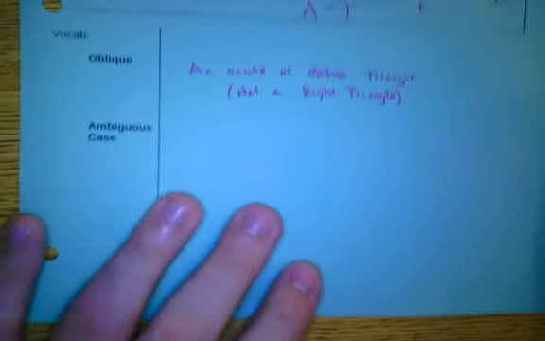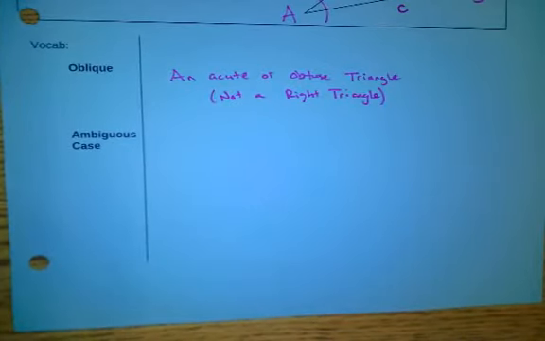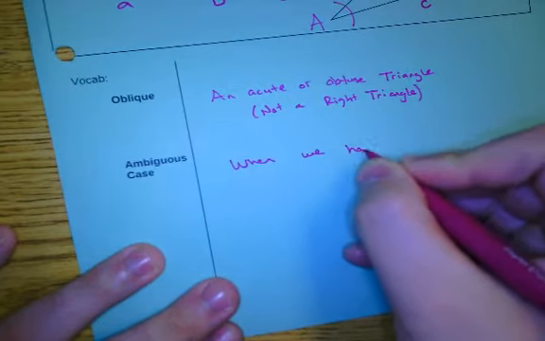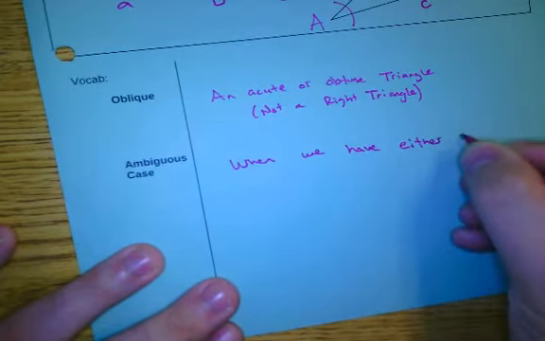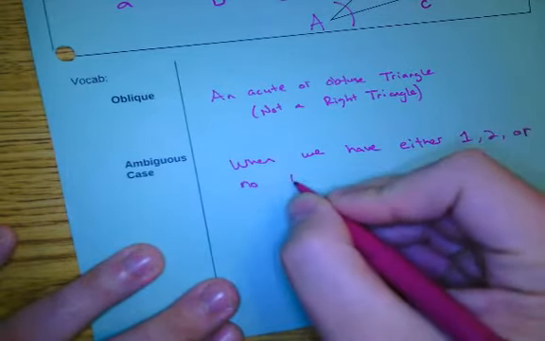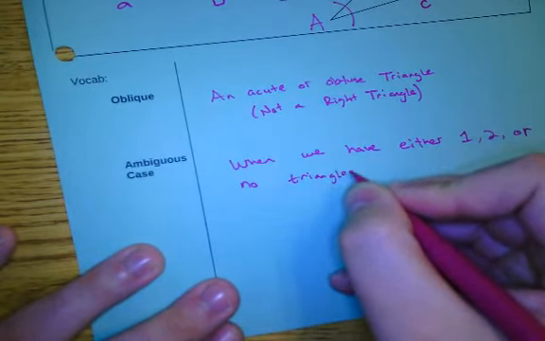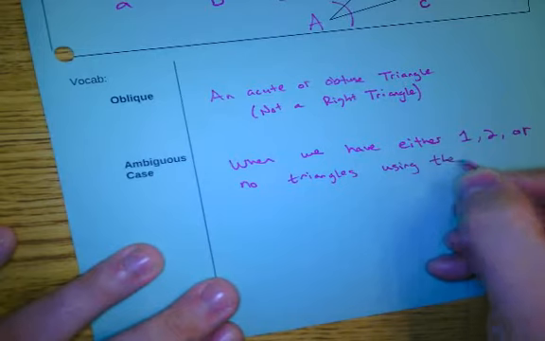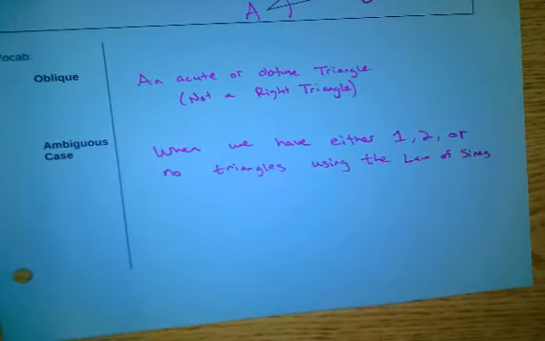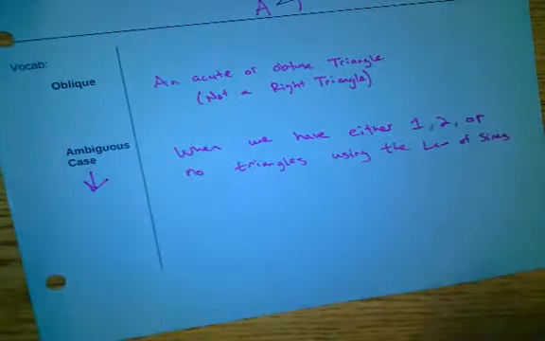The ambiguous case, I'm going to give you a very, very vague definition right now, and I'll come back to this when we get to it, because I don't want to get way too far ahead. This is when we have either 1, 2, or no triangles using the law of sines. So you can have 1, you can have 2, or you can have none, and I'll get more into that when we get there. The ambiguous case, though, is when we're given certain sides and angles of a triangle.